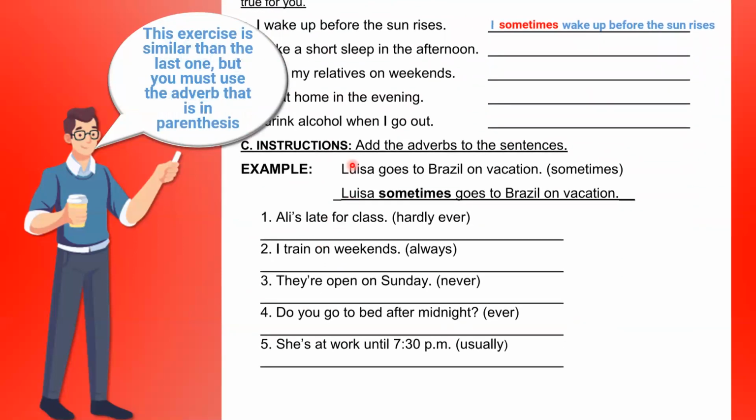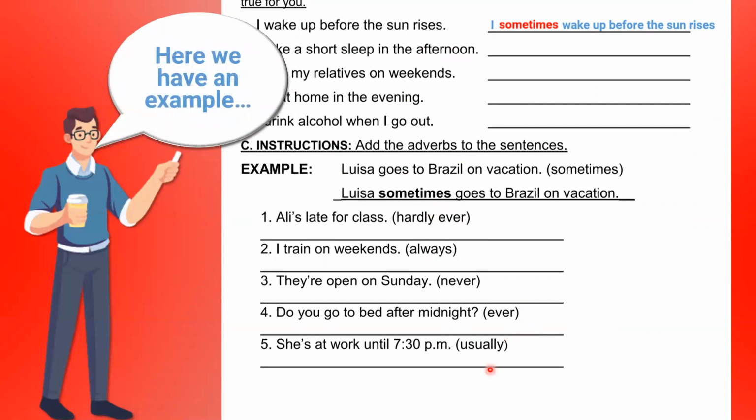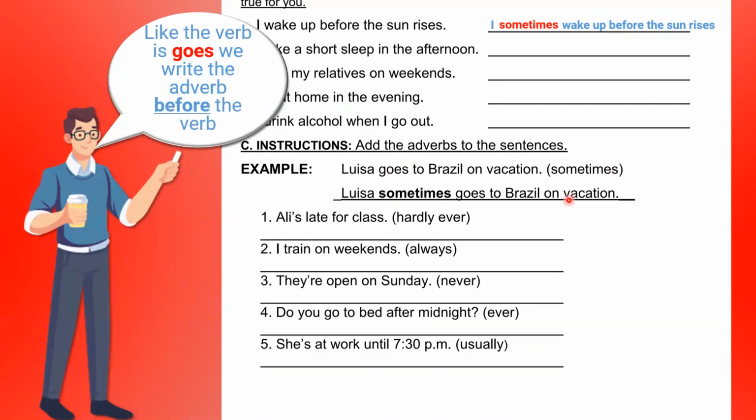This exercise is similar to the last one, but you must use the adverb that is in parentheses. Here we have an example. Luisa goes to Brazil on vacations. Sometimes. And we have the adverb sometimes. So we must rewrite the sentence like this. Luisa sometimes goes to Brazil on vacation. Like the verb is goes, the adverb goes before the verb. We write the adverb before the verb.